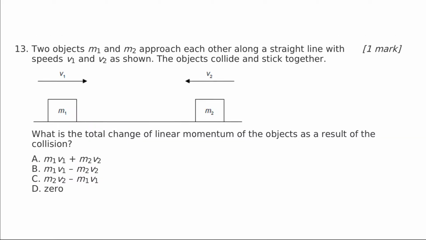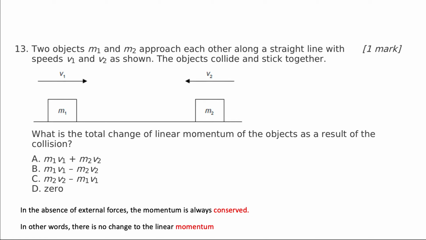Two objects, M1 and M2, approach each other. The objects collide and stick together. Total change of linear momentum. This is a trick question. Assuming we have no external forces, the momentum is always conserved. So therefore the total change is going to be 0.